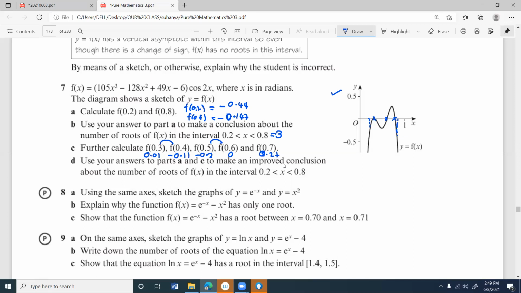Use your answer in part A and C to improve the conclusion about the number of solutions. So from 0.2 it's minus, and from 0.2 to 0.3 the sign changes once, so there should be one solution. Again from 0.3 to 0.4 the sign changes, so there should be another solution. Again the sign changes at 0.5 to 0.6, one solution. Therefore, we can expect 3 solutions. That's a way of writing the answer for this question.